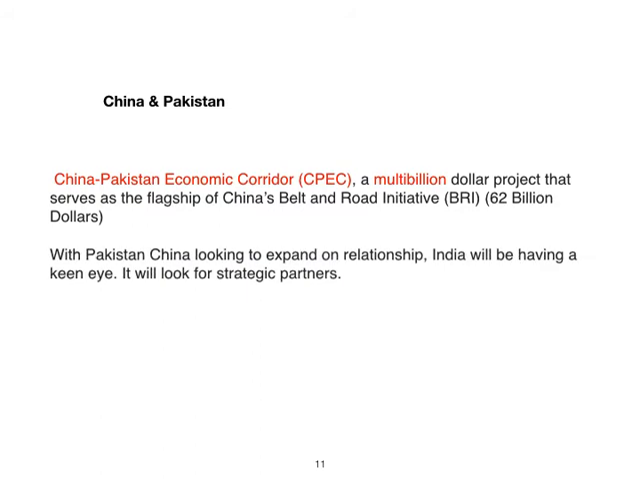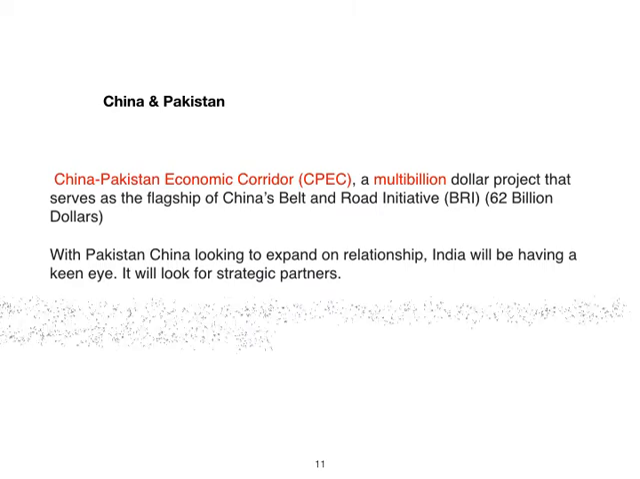And this is where the Indians will be having a keen eye. They will look for strategic partners. Obviously, Pakistan and China are getting closer, and China and India have economic rivalry. So obviously, there will be new political games, there will be new strategic points that we'll need to look into, and obviously, geopolitical circumstances will definitely change along with that.